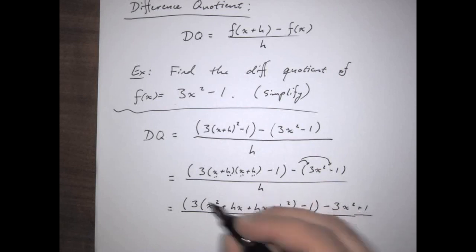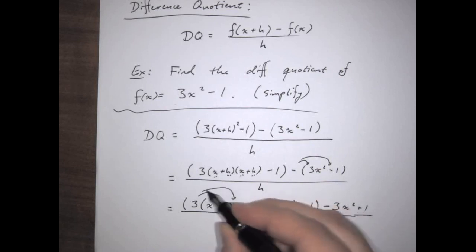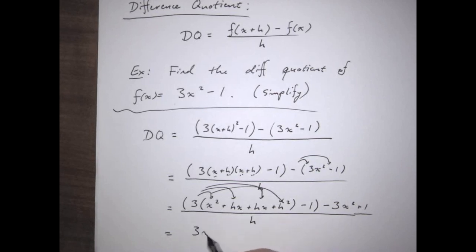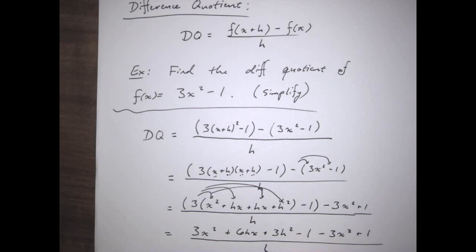Now here, let's distribute the 3 and combine these two like terms. So hx and hx will combine. What we're going to have here is 3x squared. We're going to have 3hx plus 3 more hx for a total of 6hx plus 3h squared minus 1 minus 3x squared plus 1, all divided by the h.